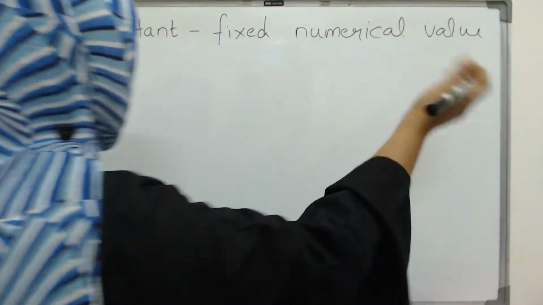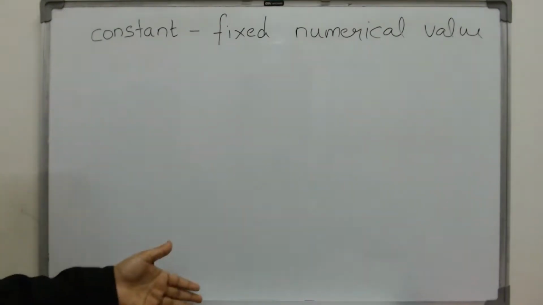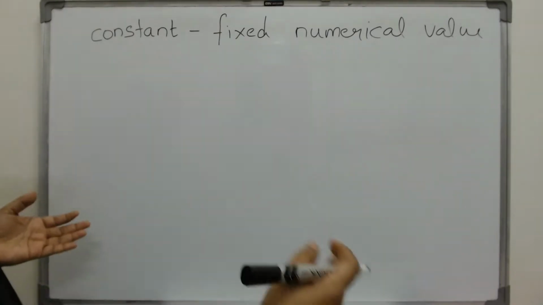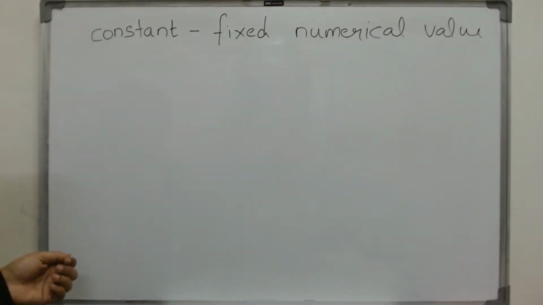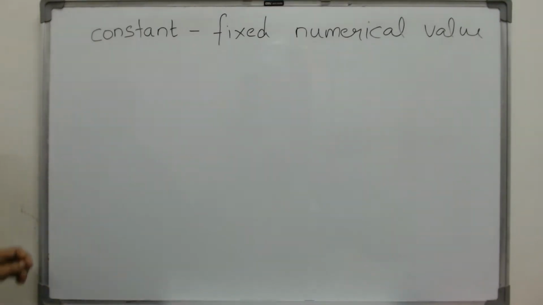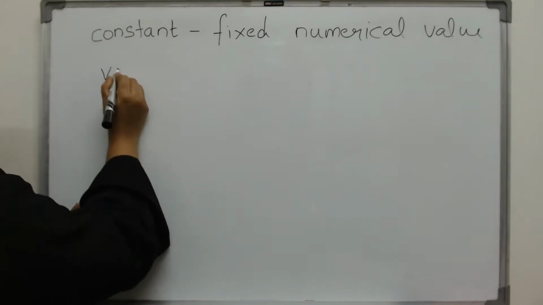So what does the numerical value mean? It means any number which is fixed. Can you think of such numbers? For example, the distance from Earth to Sun, that is 93 million miles, which is fixed, right? It does not change. Now this brings us to our next term, which is a variable.